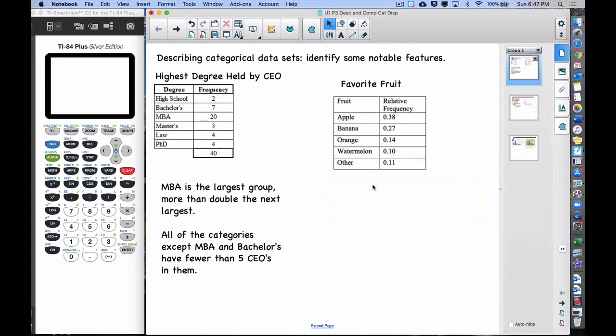For this favorite fruit one, you could say more than half of those asked prefer apples or bananas. I mean, these two are the bigger two by a pretty decent chunk. You could just point out that apples and bananas are the largest. That would be fine too. So again, just pick out some notable features, and that would be good. Especially when it's just a table, there's not a whole lot to really necessarily point to.